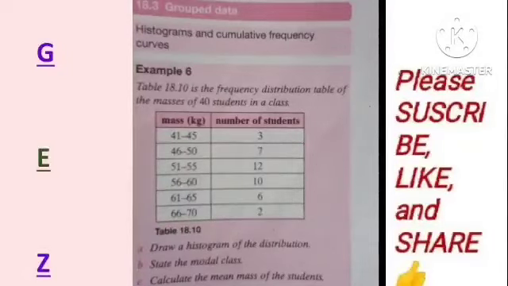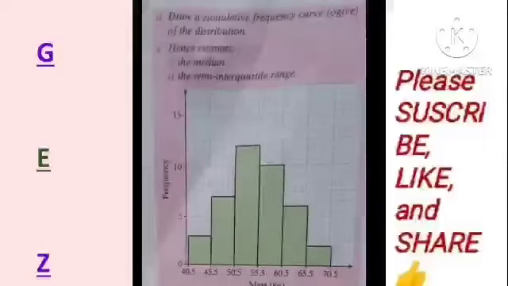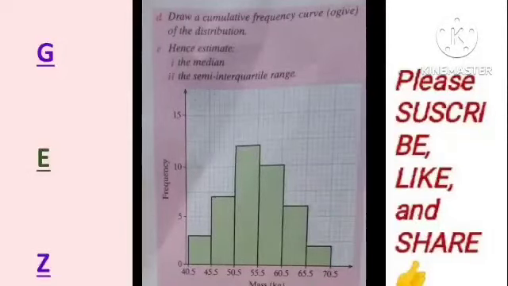The first column is the column of masses, and the second column is the column of number of students. Now, we are asked to draw a histogram of the distribution, to state the modal class, and to calculate the mean mass of the students. Following from that, we are also asked to draw a cumulative frequency curve, or OGIVE curve, of the distribution. Then finally, we are asked to estimate 1, the median, and 2, the semi-interquartile range. Now just follow me carefully. I will go through these different questions and we will solve them in sufficient detail.